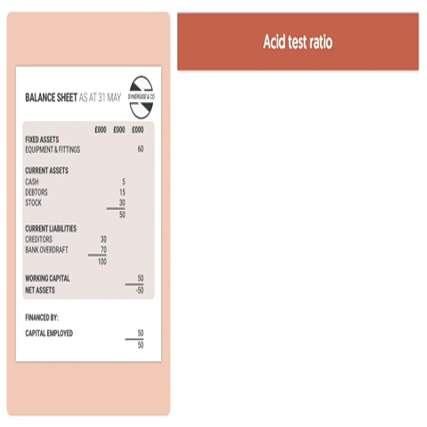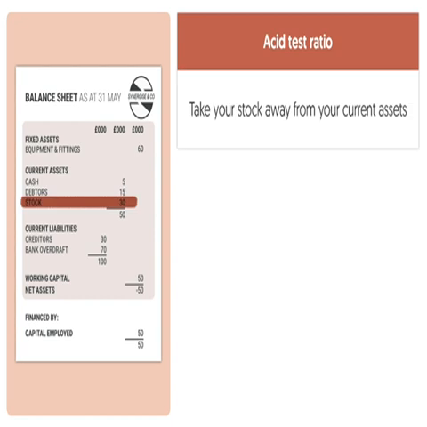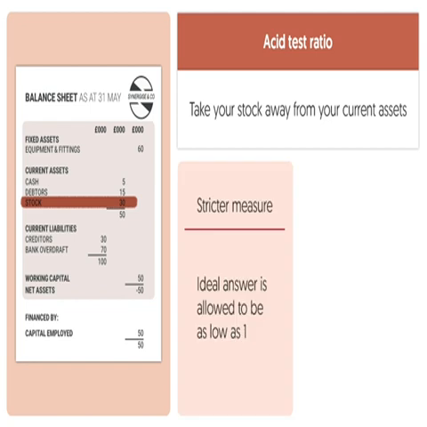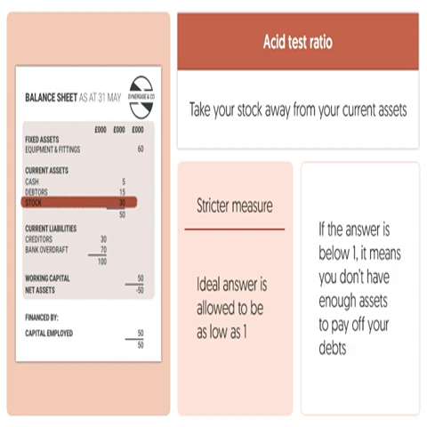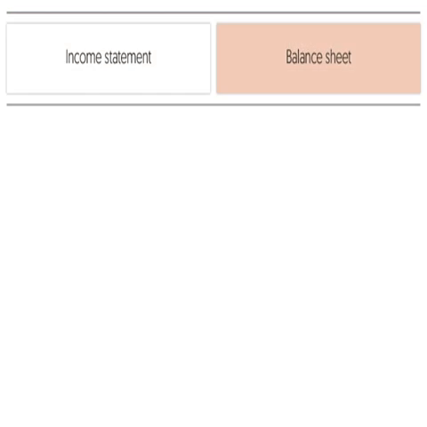There's also the acid test ratio. This is the same as the current ratio, except you take your stock away from your current assets. This is a stricter measure, and so your ideal answer is allowed to be as low as 1. Remember, for either calculation, if the answer is below 1, it means you don't have enough assets to pay off your debts. You can also do calculations that use figures from both the income statement and the balance sheet.